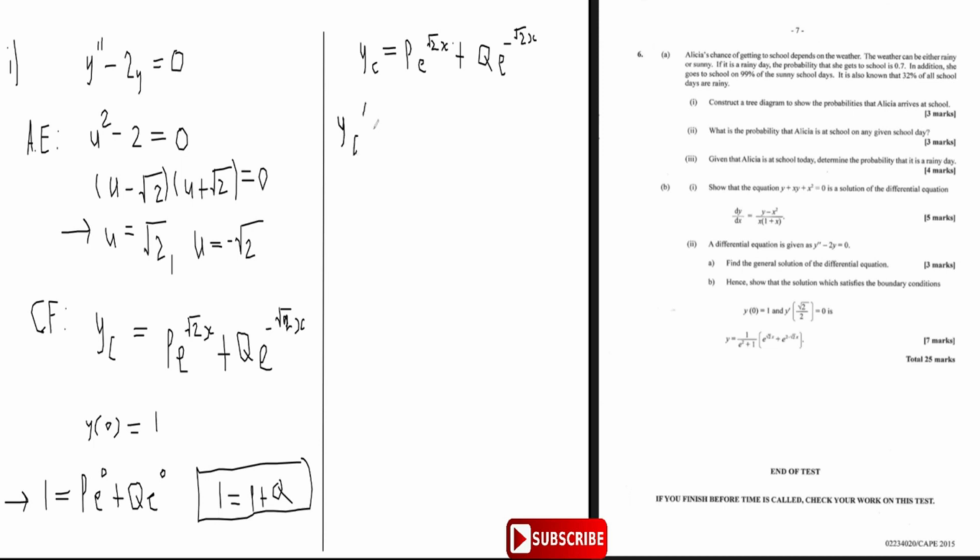When you differentiate this, how do you differentiate e to the root 2x? You're going to get root 2p e to the root 2x. And then plus, when you differentiate this part, you're going to get minus root 2q e to the minus root 2x.